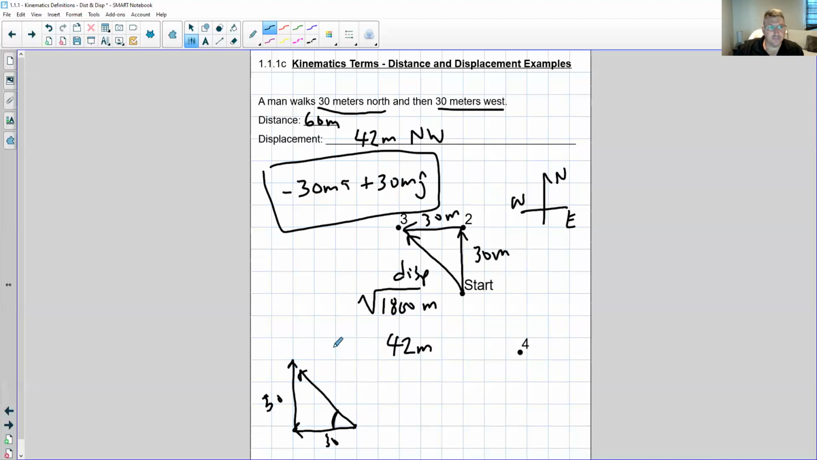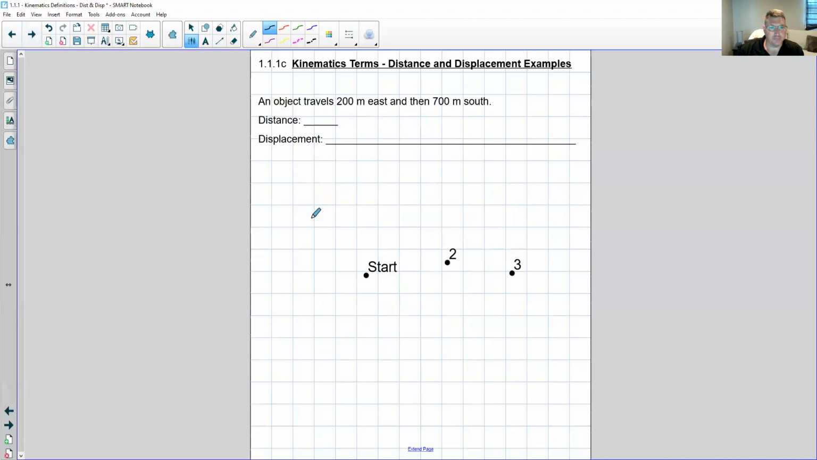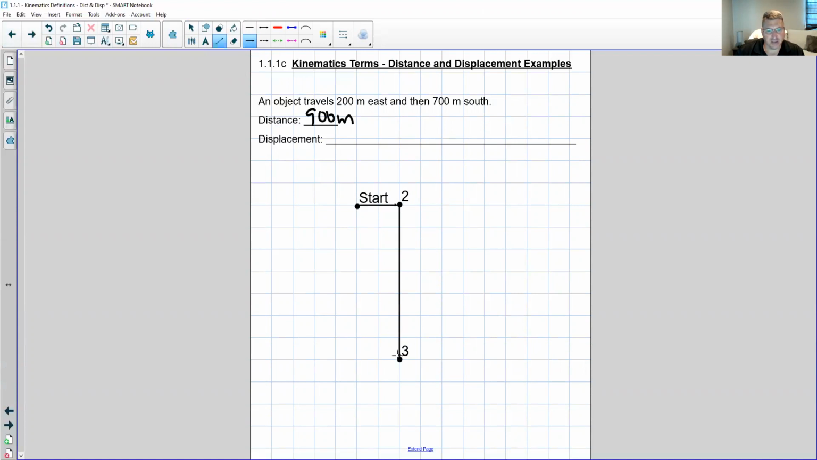Okay. So let's do one more example. So an object travels 200 meters east and 700 meters south. So that's a total distance of 900 meters. So let's move these things around. So we're going to start here. We'll go 200 meters east and then 700 meters south. 1, 2, 3, 4, 5, 6, 7. So 200 meters east, followed by 700 meters south.